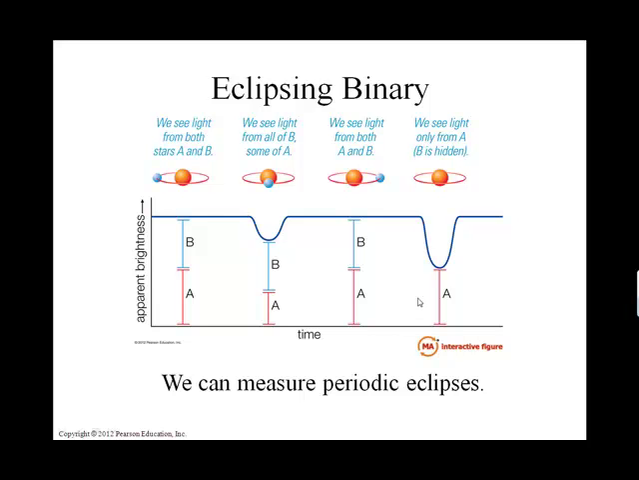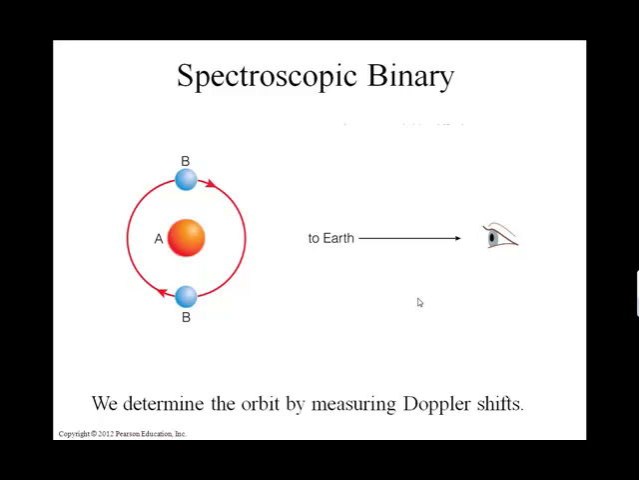So it's this series of dips that we look for, and we can understand that we actually have a pair of stars up there. This is an example of an eclipsing binary. And then we can use that information to come up with the orbital period, and then plug that in and come up with the masses of those stars.